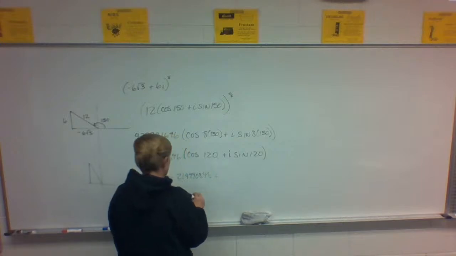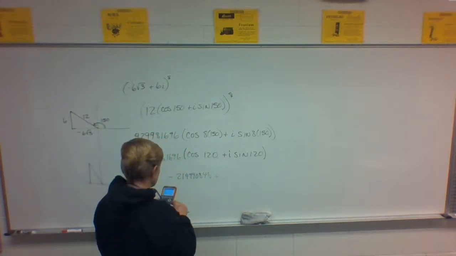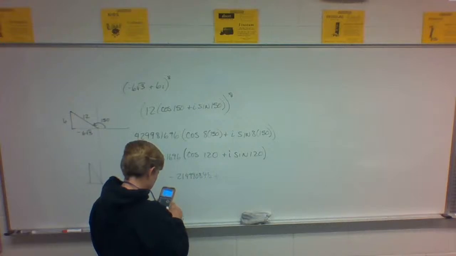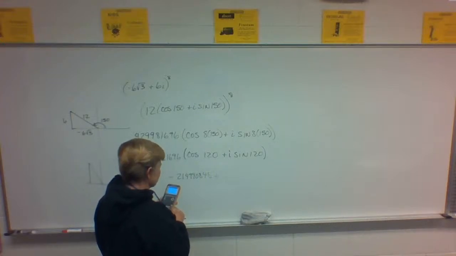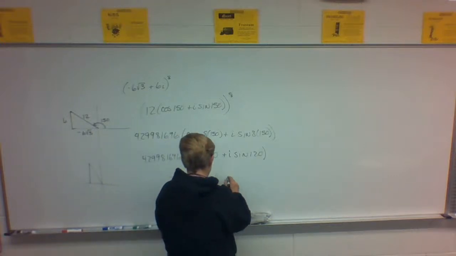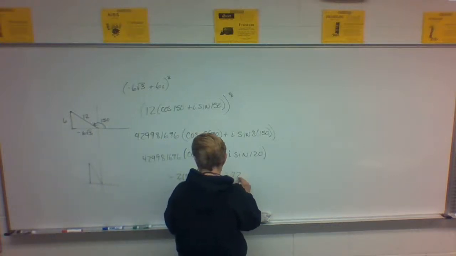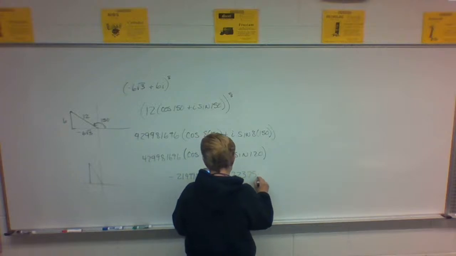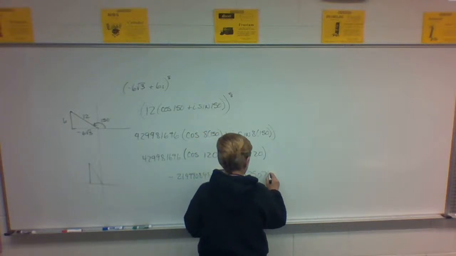Plus, and now I'm going to take that same number, that monstrously huge thing. Got to go back up and get it. There it is. Times the sine of 120. And I get 372375071.9, but the 0.9 doesn't really matter at this point. i.